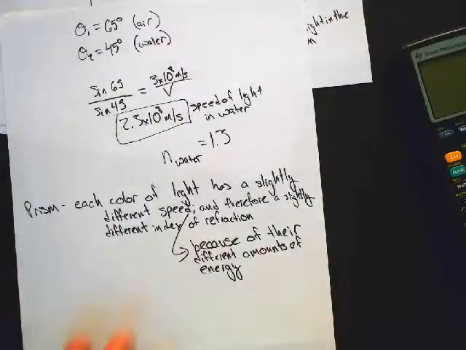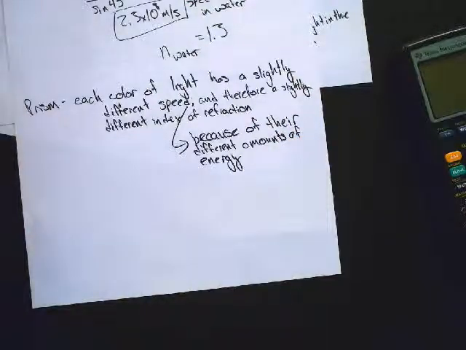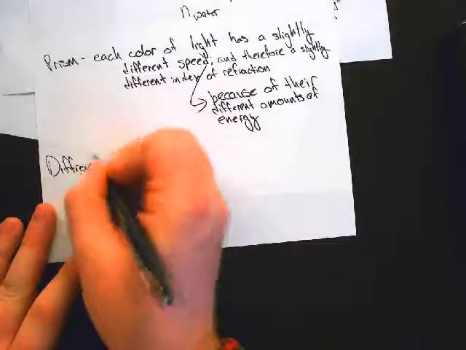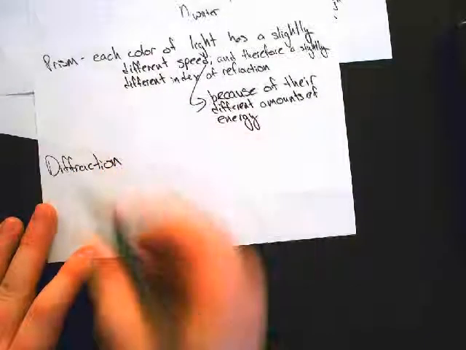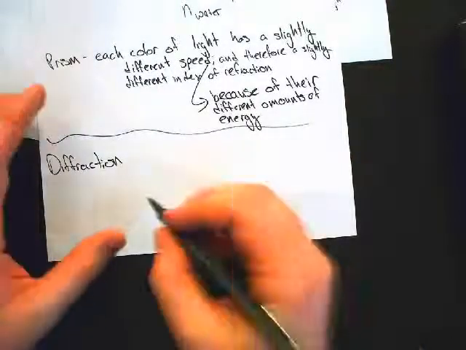All right. Let's see here. Refraction. Is there anything else up here that I need to say for refraction? Nope. I think we're good. Next up is diffraction. This is a new one. We didn't talk about this one yesterday. Diffraction is the bending of a wave as it passes an edge.